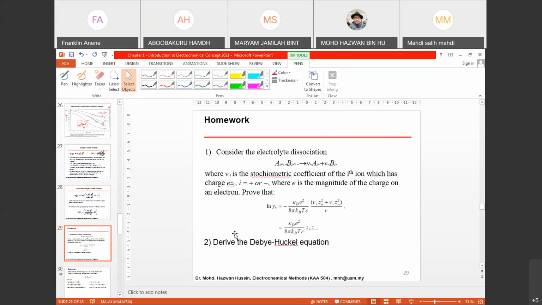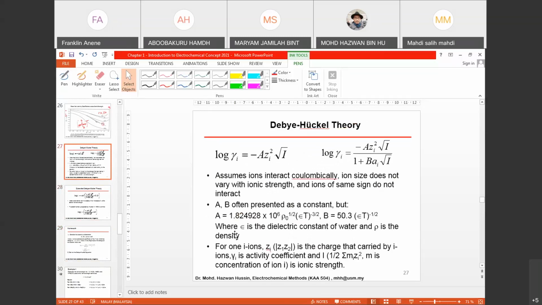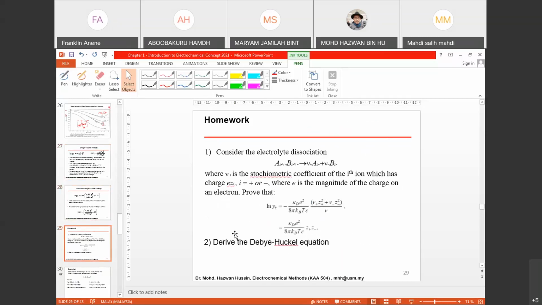If you have some time, you can see how you can derive Debye-Hückel, but I don't think it is something that you need to memorize. It's just for your information, how you can get those representations. This is considered basic knowledge. You have learned it during undergraduate. So if you have time, you can revise how to derive Debye-Hückel from the internet.